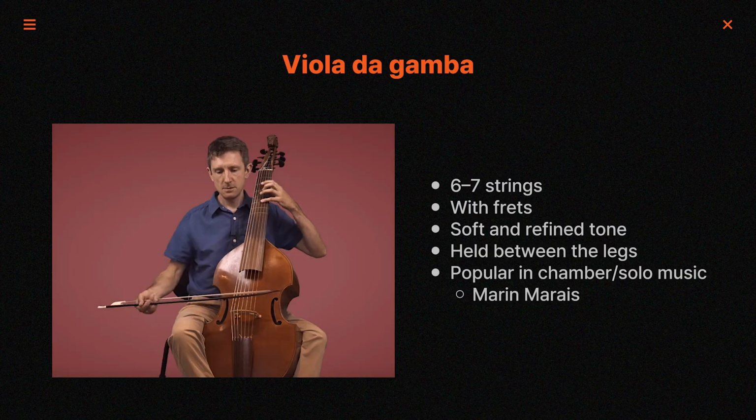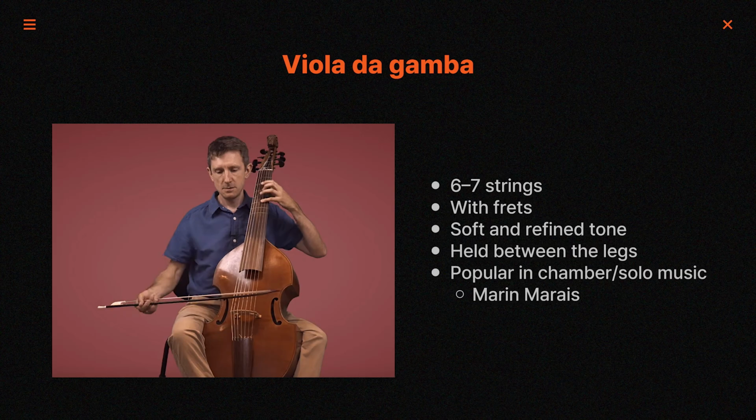The viola da gamba, literally viol of the leg, was a popular string instrument in the Renaissance and Baroque periods. Unlike the violin family, it was held between the legs like a modern cello. It had 6 or 7 strings and frets, giving it a gentle, soft, and refined tone. The viola da gamba was especially valued for chamber music and solo repertoire, and composers such as Marin Marais in France wrote many works for it. By the late Baroque, however, it began to decline in popularity as the louder, more versatile violin family took over.